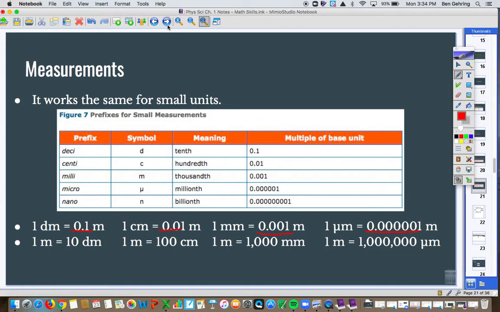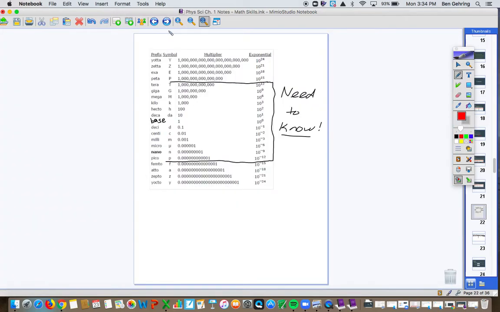For this class, you will be responsible for knowing values from 10 to the 12th to 10 to the minus 12th. So up on the top side, 10 to the 12th is tera, so that's that terabyte. That's a trillion. Giga means billion.